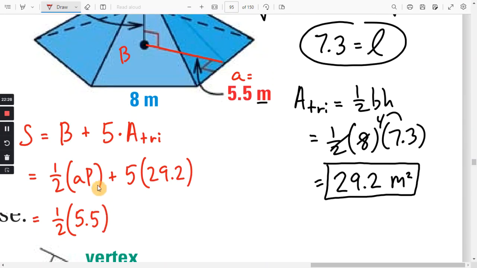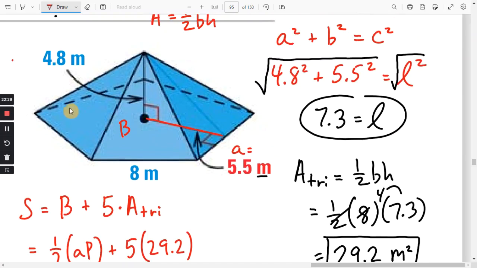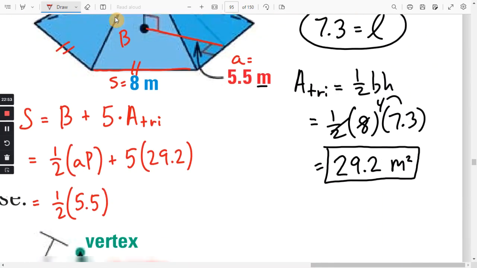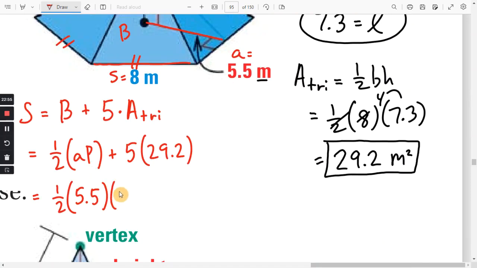And the perimeter, this is a pentagon, so there's 5 sides. They're all congruent. Okay, we see that each side is 8. And the perimeter is just going to be n times s, where n is the number of sides. It's 5 sides, and each side s is 8. So the perimeter is just going to be 5 times 8 in place of p. 5 times 8 plus 5 times 29.2.